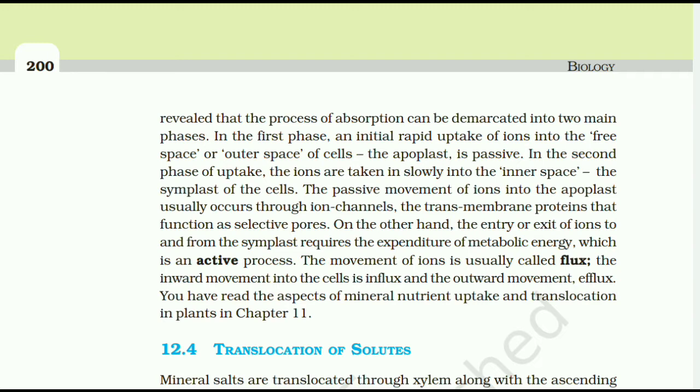The passive movement of ions into the apoplast usually occurs through ion channels, the transmembrane proteins that function as selective pores. On the other hand, the entry or exit of ions into and from the symplast requires the expenditure of metabolic energy. This is an active process. The movement of ions is usually called flux. The inward movement into the cell is influx and the outward movement is efflux. You have read the aspects of mineral nutrient uptake and translocation in plants in chapter 11.